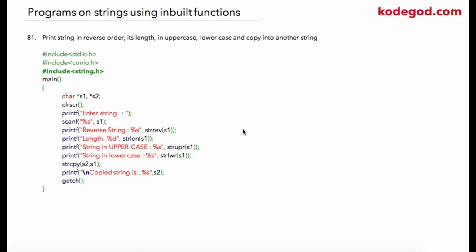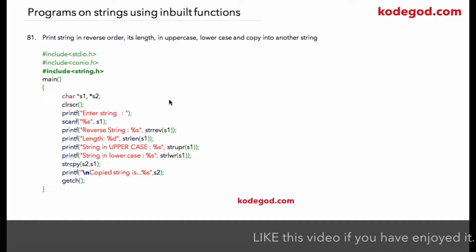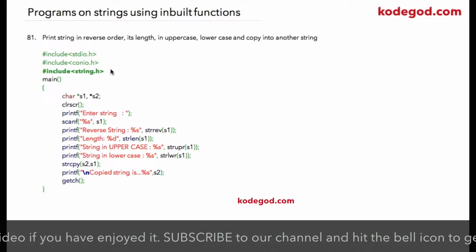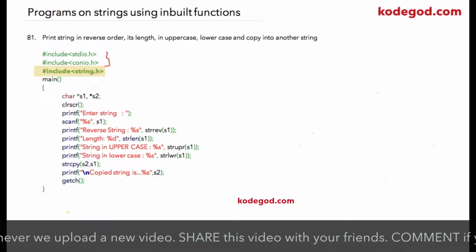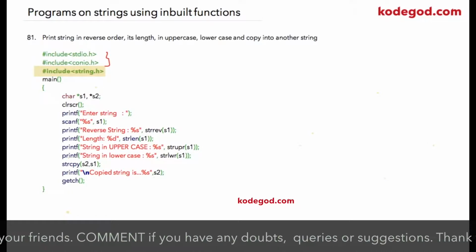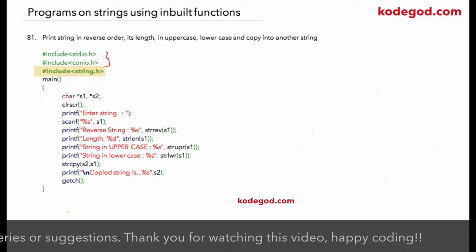In this lecture, we are going to check few inbuilt functions for string which are available in C language. So using these inbuilt functions, we are going to print a string into reverse order. We are also going to print its length. Then we are going to print that string into uppercase and lowercase. And we are also going to copy that string into another string. So in the program, notice that apart from stdio and conio.h file, I have also included string.h as header file because most of the functions are defined in this header file.